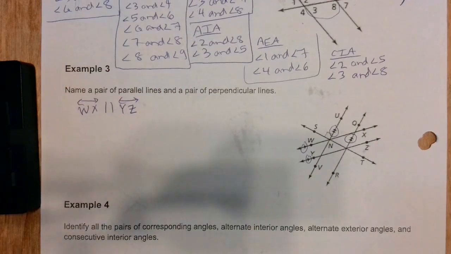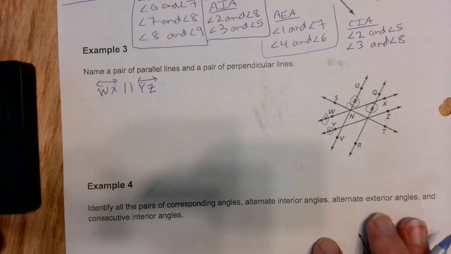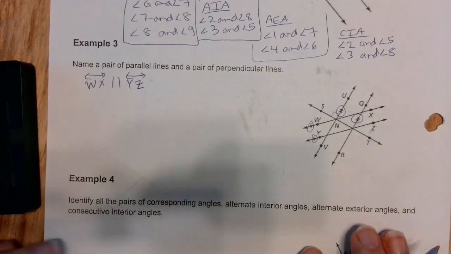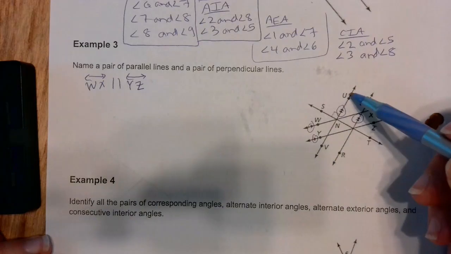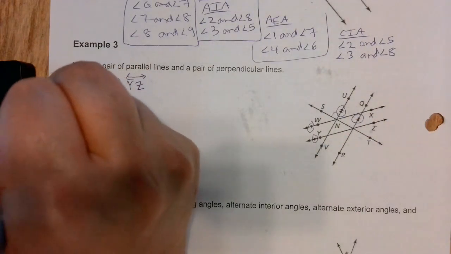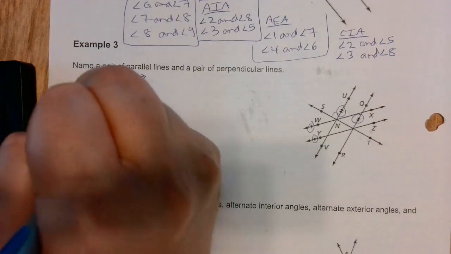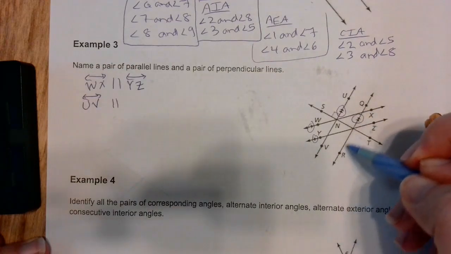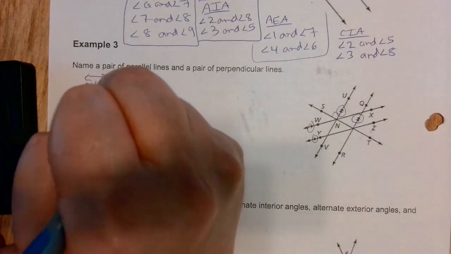Don't forget the symbols on top. The other 2 lines, UV is parallel to QR.